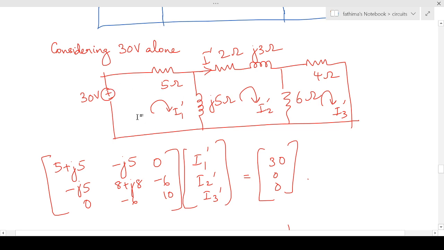The current is in the clockwise direction, so there is a rise in potential when we encounter this 30 volt source. So it is plus 30. Here there is no source, so it is 0. Here there is no voltage source, so it is 0. So we have got the matrix like this.